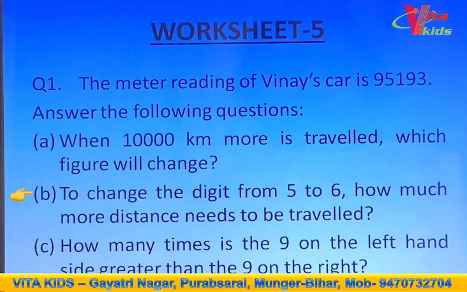To change the digit from 5 to 6, how much more distance needs to be travelled? Now we have to first see 5 is at which place. 5 is at thousands place. So we have to increase 5 by 1. What will you add to make 5 into a 6? C part. How many times is the 9 on the left hand side greater than the 9 on the right hand side? So now there are 2 9s in the question. You have to find out the difference in their place value to find out how many times it is greater.